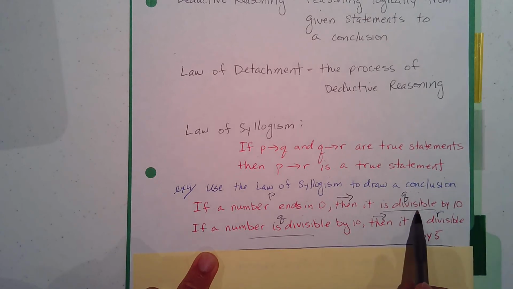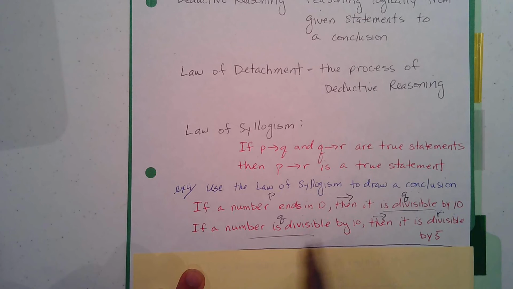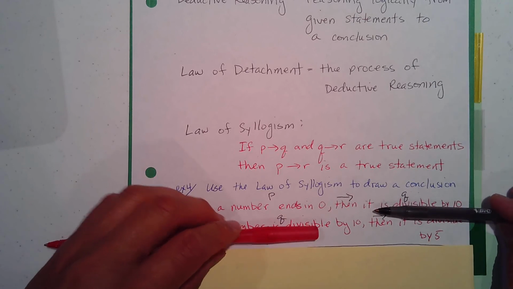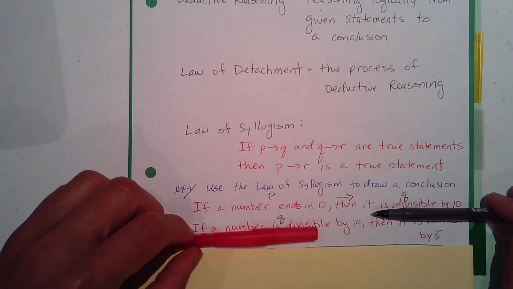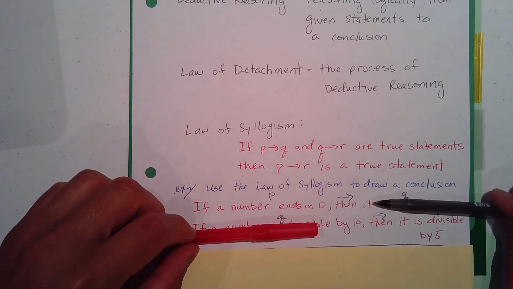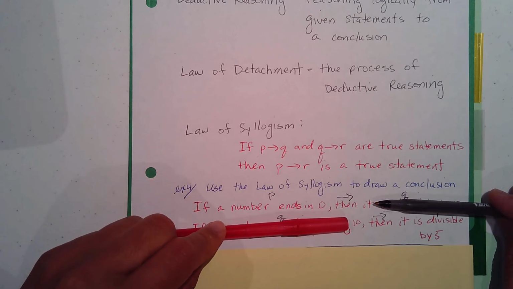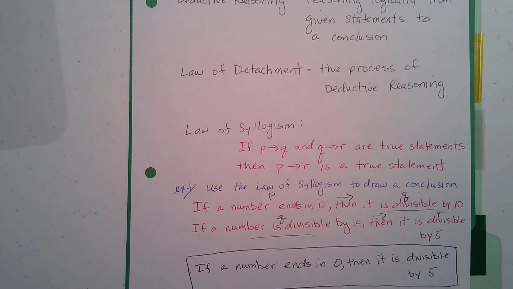So if your conclusion is the same as your hypothesis, then we could assume that if a number ends in 0, then it is divisible by 5. So again, this statement and this statement are the same. Then you could eliminate those two statements and just say if a number ends in 0, then it is divisible by 5. And that's what your answer is.